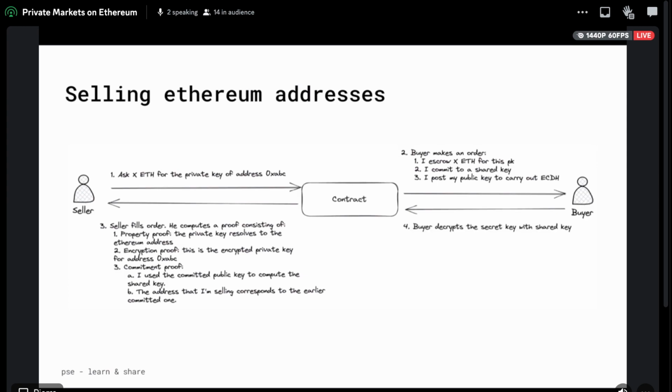And finally, the buyer can decrypt the secret key with the shared key that he has computed, since the encryption is posted on chain. So he just pulls the data back from the chain and decrypts it with the shared key that he computed earlier.